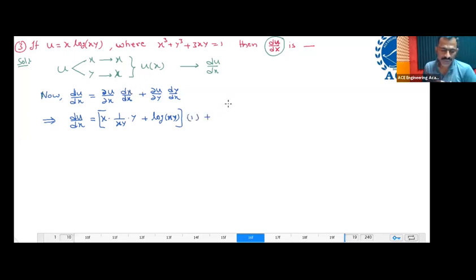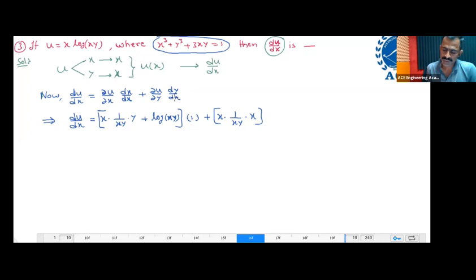Plus u with respect to y. This function x is free from y, so you just have to differentiate the log. x into the log derivative is 1 by xy. Again, the xy derivative with respect to y is x, into dy by dx. We can find this dy by dx from this relation only.